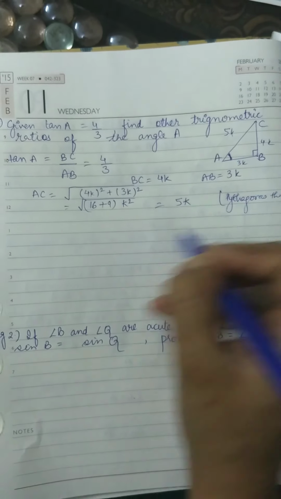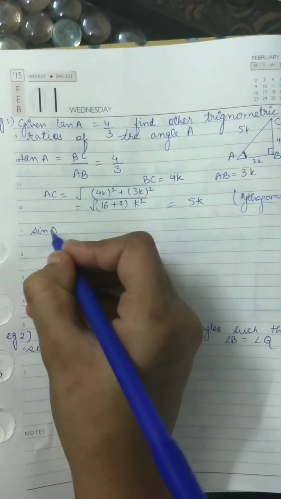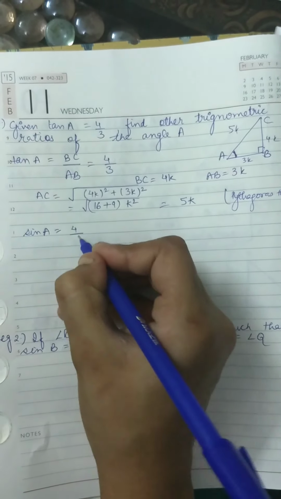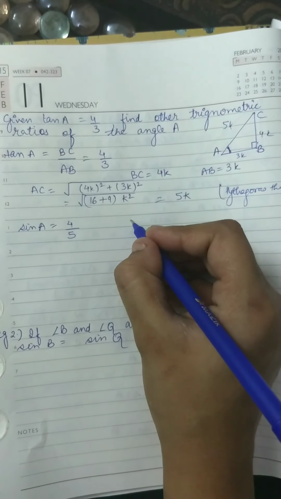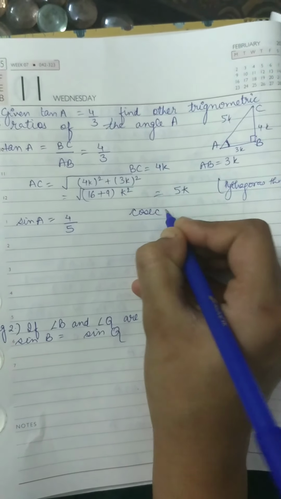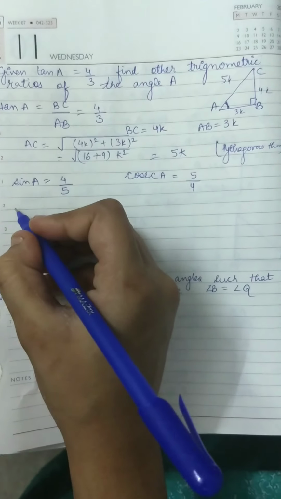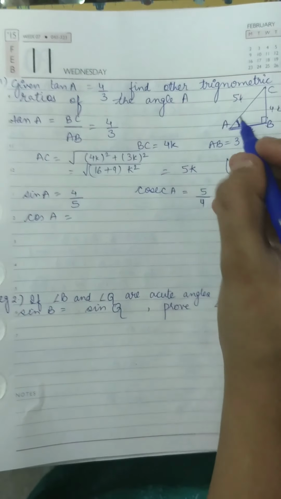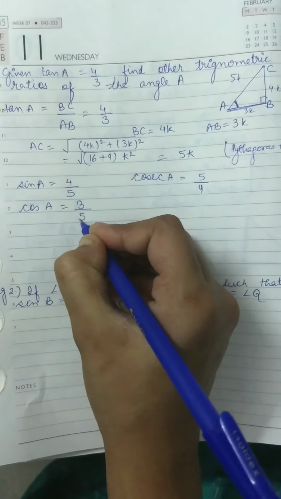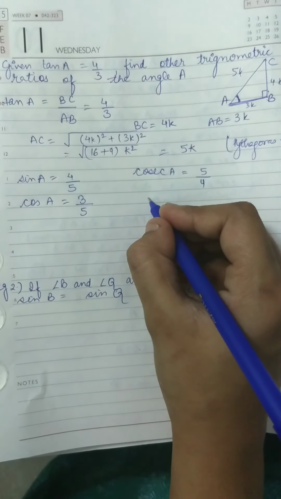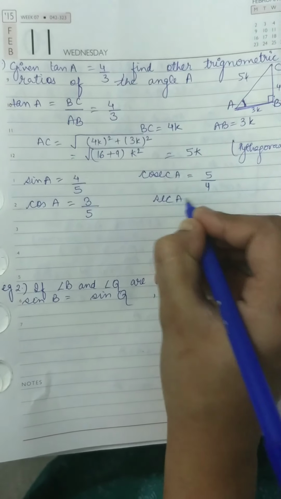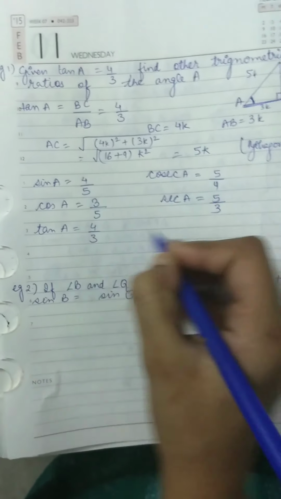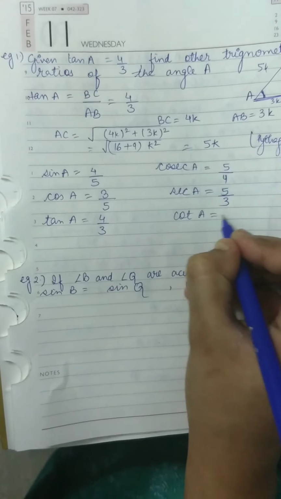Now I can find all the trigonometric ratios. Sin A. Sin A is the side opposite to the angle A upon the hypotenuse. So this gives us 4 upon 5. Now the reciprocal of sin A is cosec A. So cosec A will be 5 by 4. Next cos A. Cos A is the side adjacent to angle A upon hypotenuse. So this gives us 3K upon 5K, that is 3 upon 5. And the reciprocal of cos A is sec A. So sec A is 5 upon 3. And tan A we already know is 4 upon 3. Reciprocal of tan A is cot A. Cot A will be 3 upon 4.